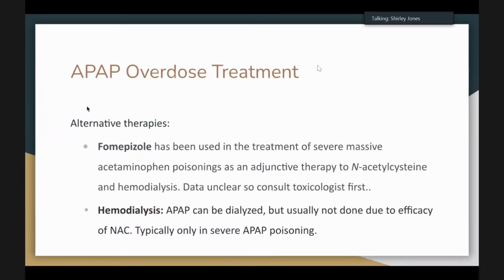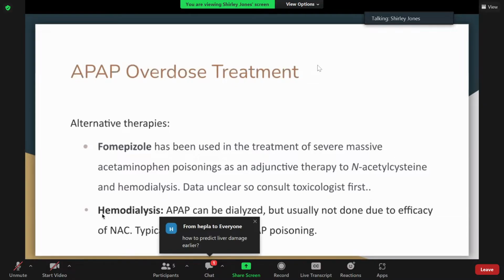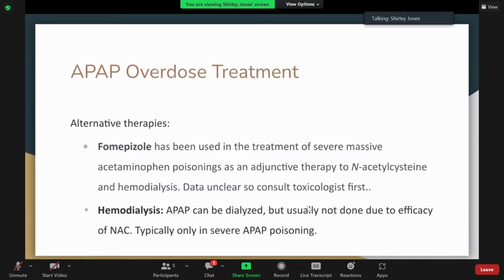So alternative therapies, fomepizole has been used in massive acetaminophen poisonings, but data is unclear, so don't give this unless a toxicologist is telling you to. And then hemodialysis, so Tylenol is dialyzable, but it usually is not done because N-acetylcysteine works so well, and it's only usually done in severe acetaminophen poisoning.